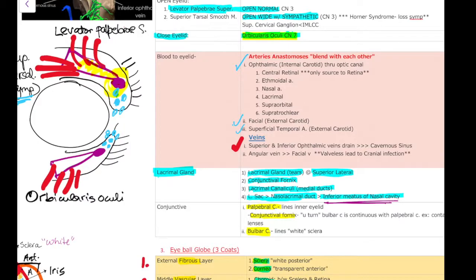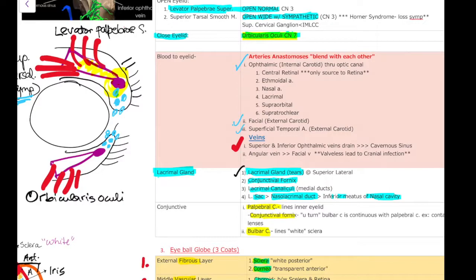Then we have the lacrimal gland. The lacrimal gland is situated superior lateral to the eye, and it starts with the lacrimal gland being number 1. The lacrimal gland will basically create the tears. They will go through the conjunctival fornix, go across the eyelid into the canaliculi, into the lacrimal sac, drain down to the nasolacrimal duct, into the nasal cavity.